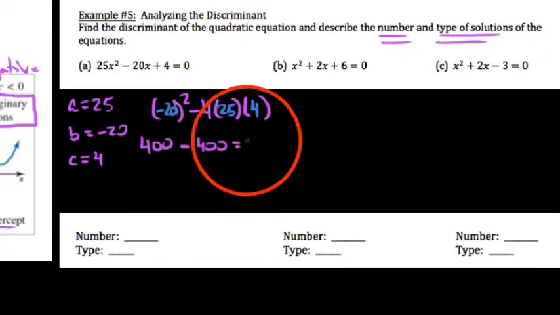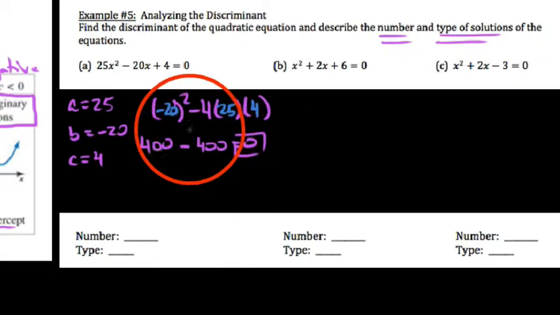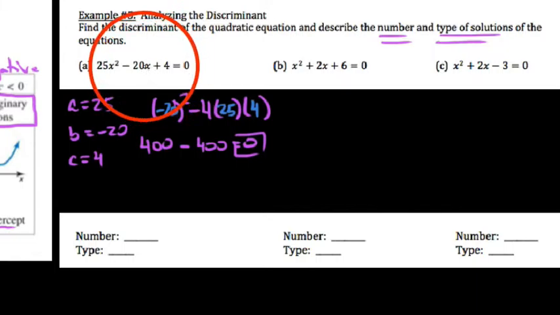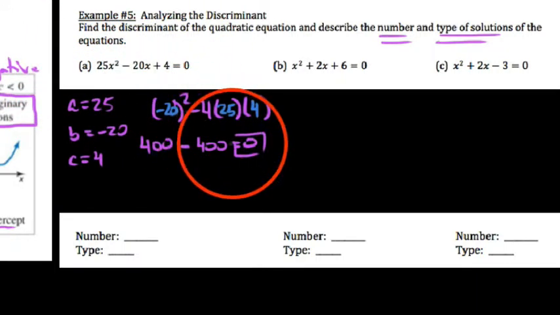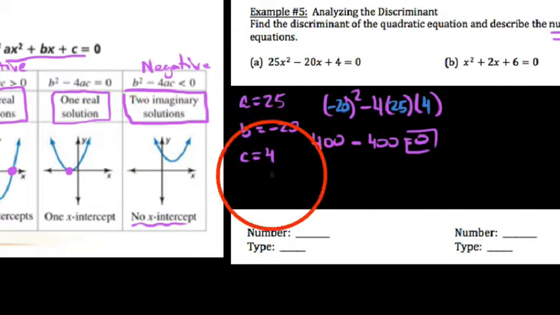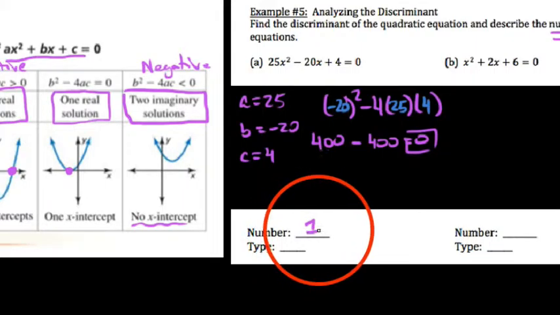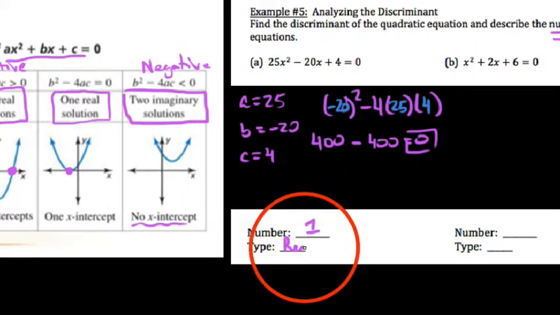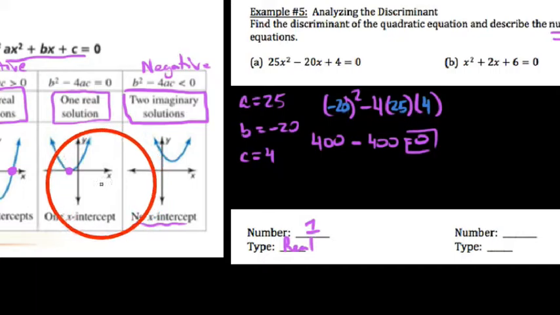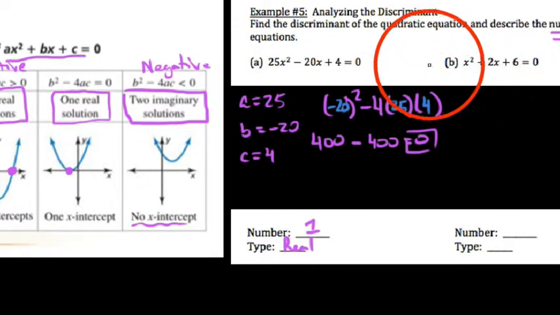In other words, look what we end up with here. What we would get inside the radical if we were to be using the quadratic formula on this is 0. And because the discriminant is 0, what we know is we're going to get one solution, and it's going to be real. And it would have to lie at the vertex in terms of its x-intercept here.